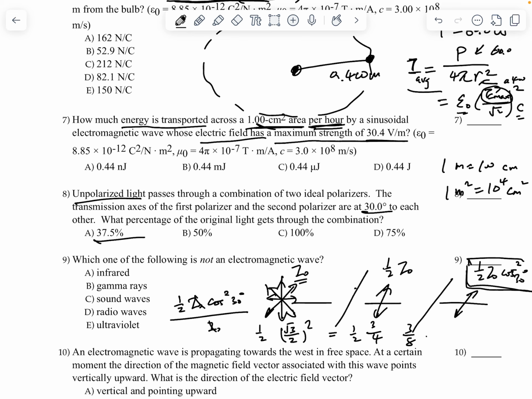Number 10. An electromagnetic wave is propagated towards the west in free space. Assume this is west, and this is the direction of wave speed. At a certain moment the direction of the magnetic field vector associated with this wave points vertically upwards. What is the direction of the electric field?